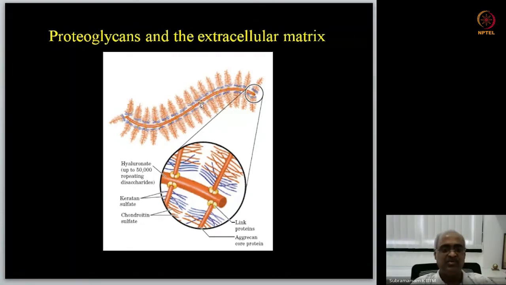But if you look at each one of them, they are core proteins. So you have multiple proteins here in one single molecule. And each protein has multiple of these shorter heteropolysaccharides, and all of them are attached to one long hyaluronic acid.